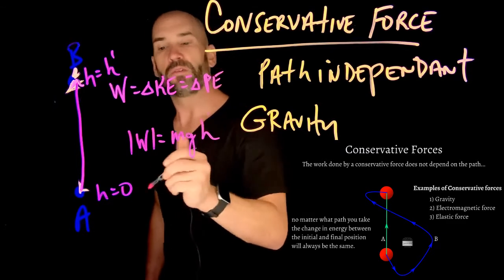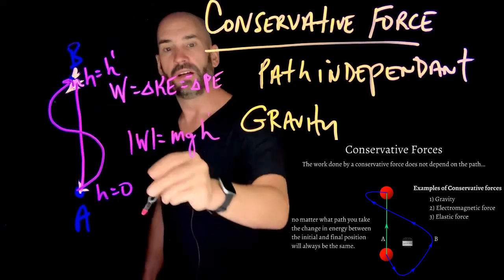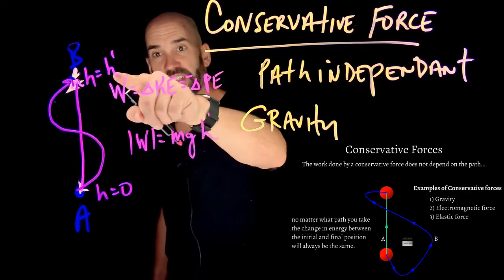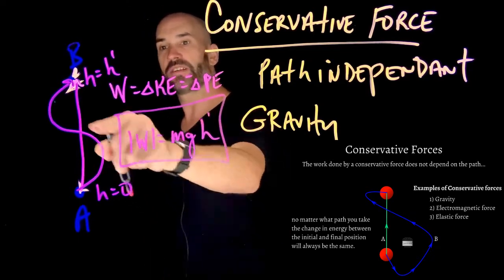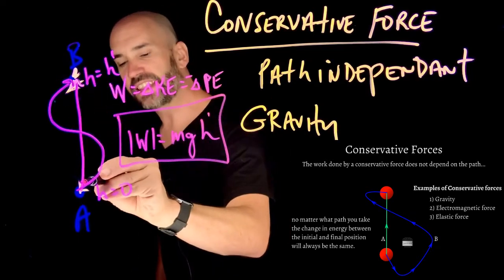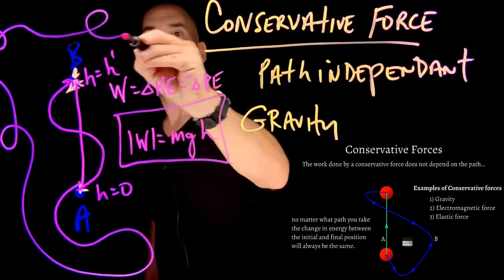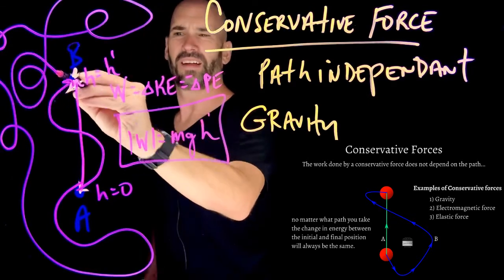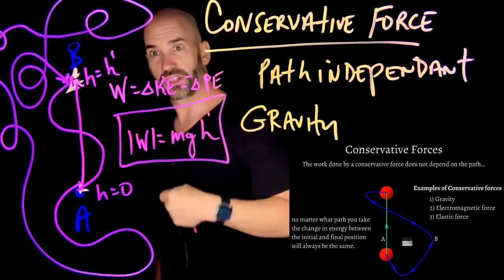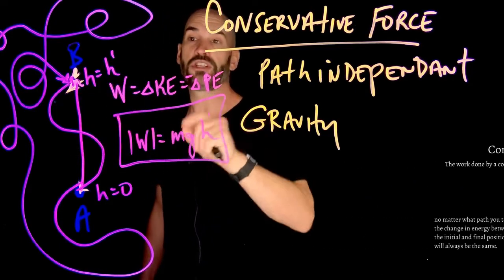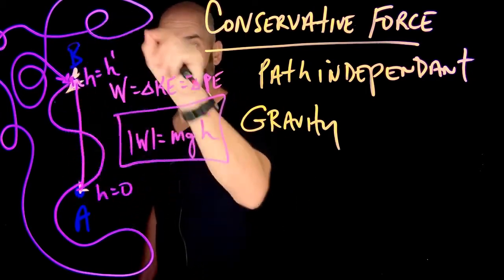Okay? Now, what if we take a different path? What if we go from here to here like we did last time? Well, again, if this h is still h, right, the work we did is the exact same, even though we took a different path, right? And what if we just did this crazy path? Okay. Again, the change in height is from 0 to h, so the work is still the same, mgh. For conservative forces like gravity, the path doesn't matter, right?